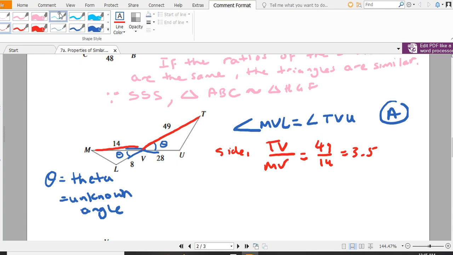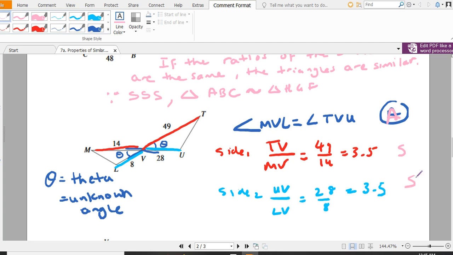Let's check the other side. UV, so side 2, UV over LV, which will give me 28 divided by 8. And what would that give me? 3.5 as well. So what do we have here? We have angle, side, side.